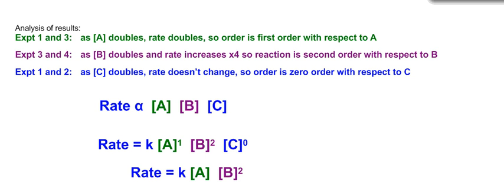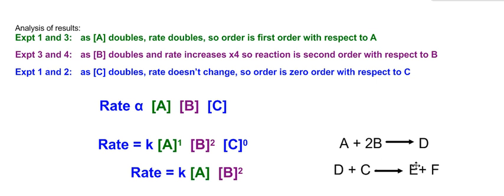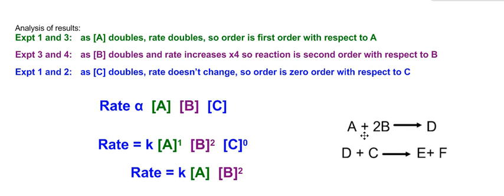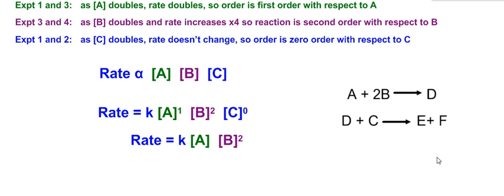Now if we return to the mechanism for the reaction, which I suggested was A plus 2B gives D, D being the intermediate, plus C gives E plus F. We can now have a look to see which is the slow step and which is the fast step. We saw that C was zero order, so no matter how much you increase the concentration of C, the rate will not increase.